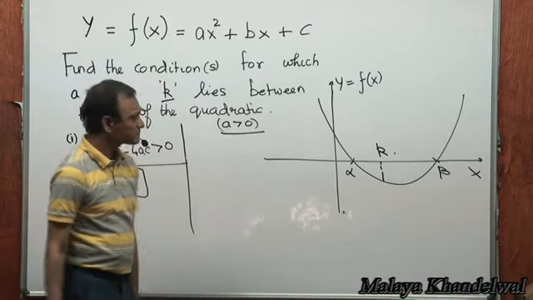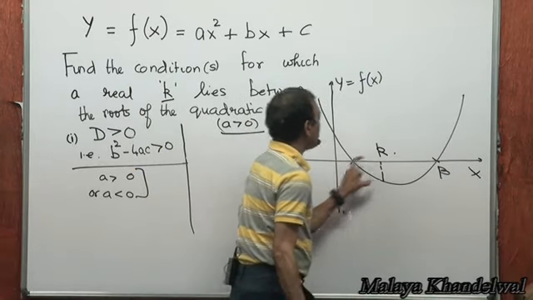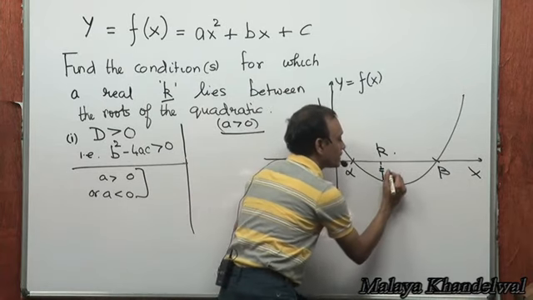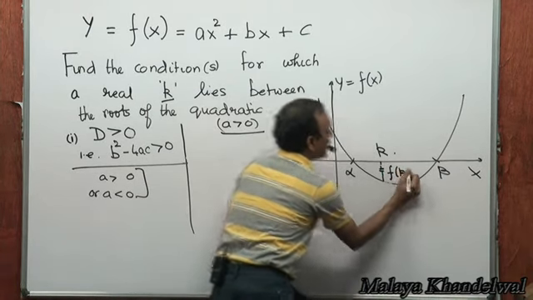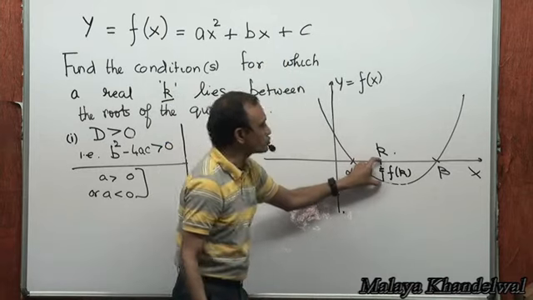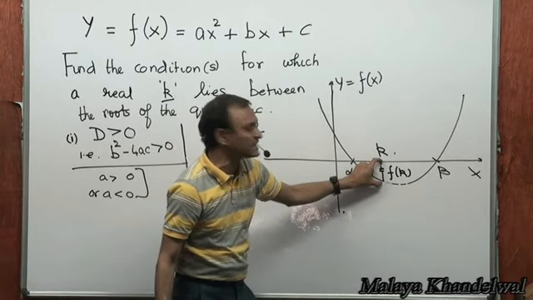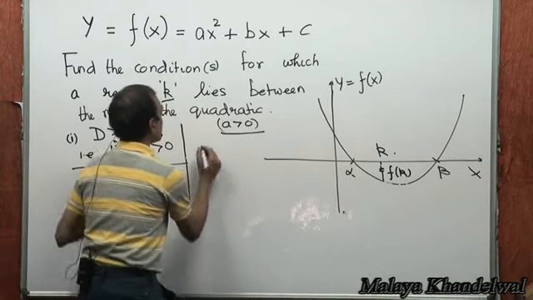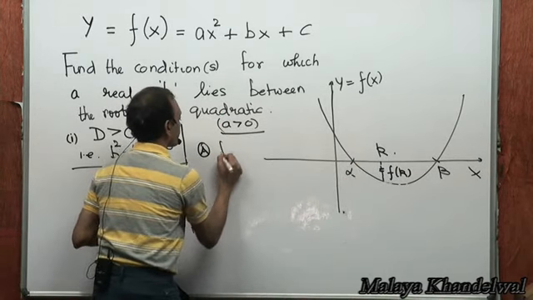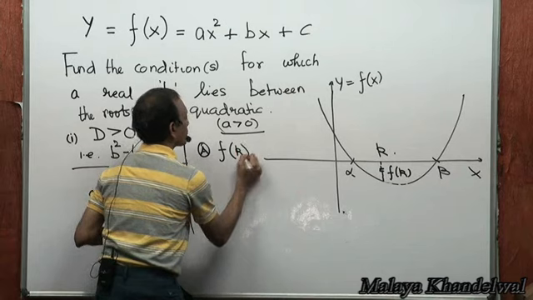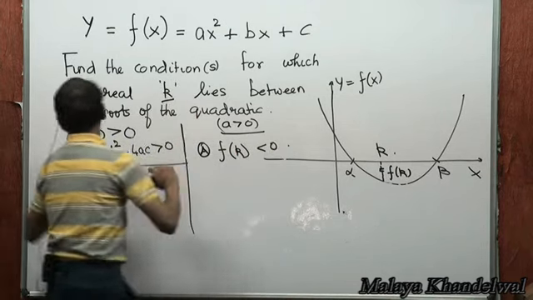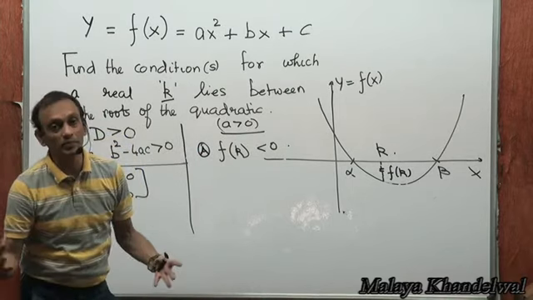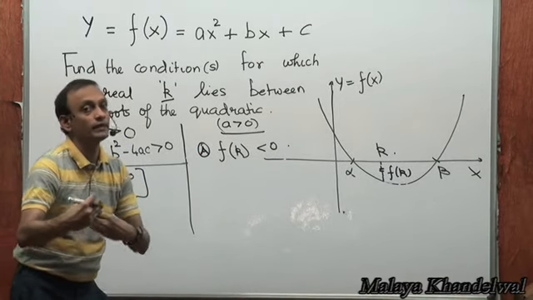Very clearly, if k floats anywhere between alpha and beta, this length represents f of k. The value of the quadratic expression at x equal to k, y at x equal to k, is f of k, which is this length. So f of k must be less than 0.